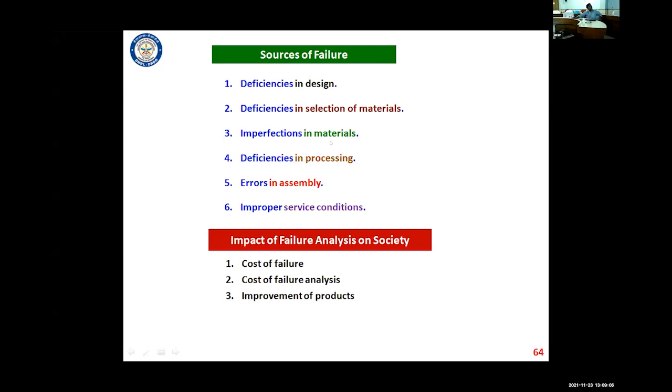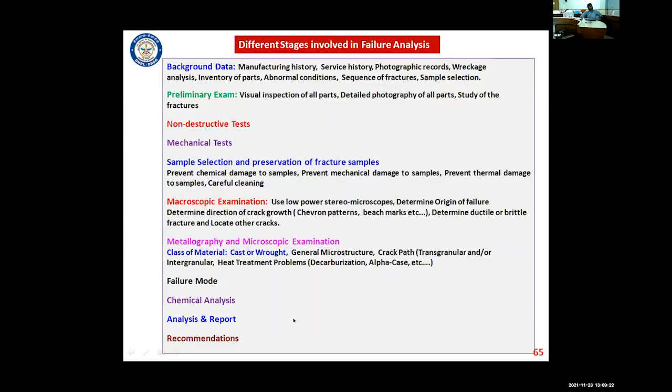Suppose there is any imperfection in the materials, like any defects, segregations, inclusions, and also deficiency in processing and errors and improper service conditions. And what is the impact of failure analysis on society? Because of the cost of failure analysis, and then improvement of the product. Now, I will explain what the different stages are.